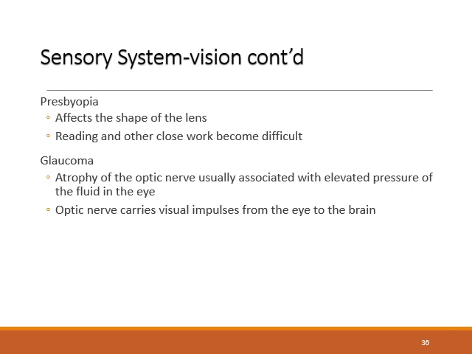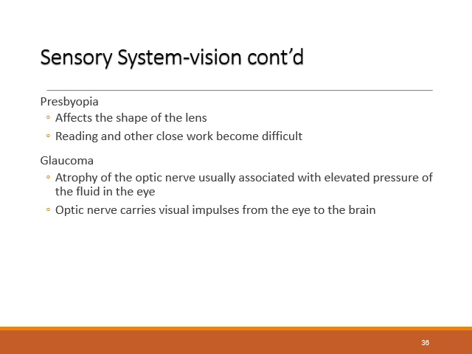Presbyopia, another good word. We had presbycusis, now we have presbyopia. Presbyopia affects the shape of the lens, and it is what causes reading and other close work to become difficult. So you might see the patient holding the book a little bit further away.